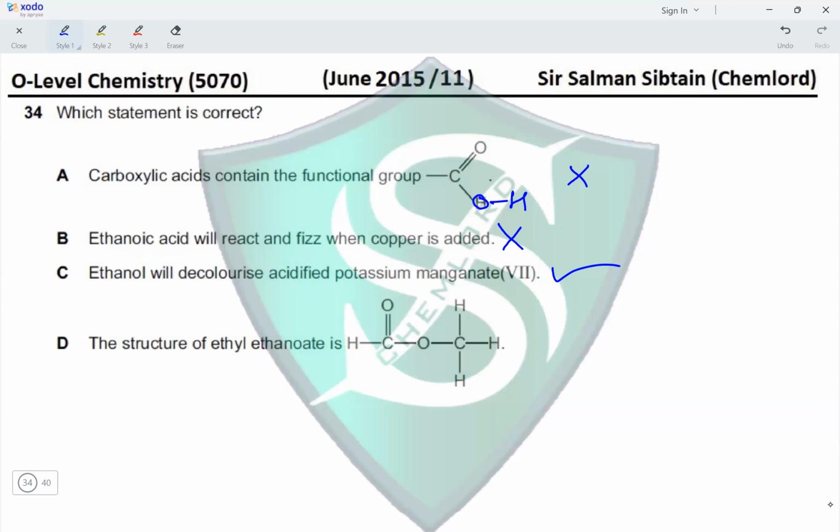And the structure of ethyl ethanoate is given. So this is methyl and this is methanoate. So the structure of methyl methanoate is given, not ethyl ethanoate. Therefore, option C is the correct option for this question.